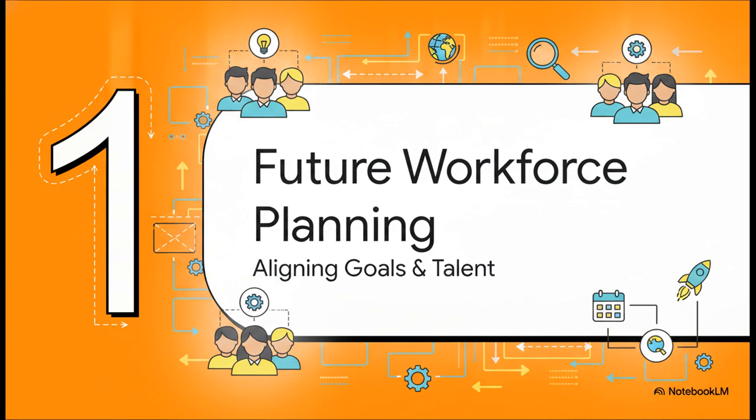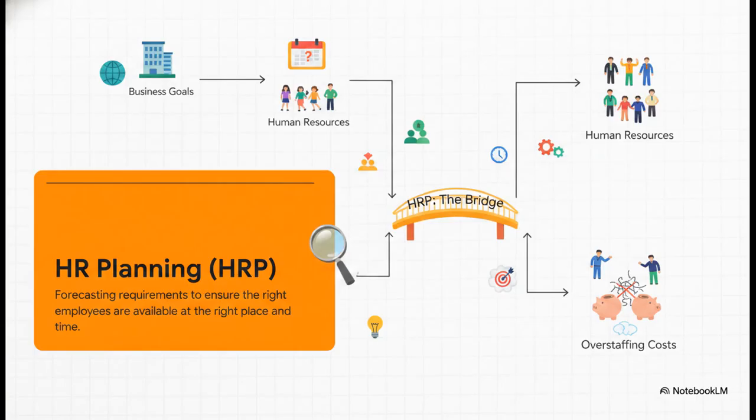All right, let's kick things off with Section 1. Planning the future workforce. So human resource planning, or HRP for short, is basically the fundamental process of forecasting future requirements. It's all about making sure you have the exact right number of employees with the exact right skills available at the right place and, of course, the right time.